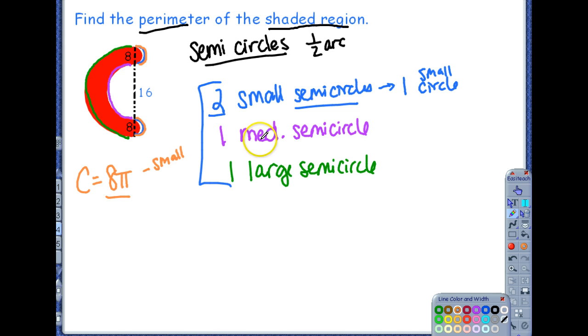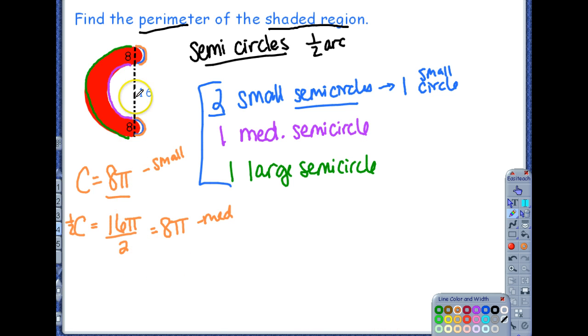Now, let's move to the medium-sized circle. What do you know about the diameter of the medium one? The medium one has a diameter of 16. So the circumference would have been 16 pi, but I only want half of that. So that ends up being 8 pi. That is your medium-sized one, half the circumference because we're doing the one semicircle.